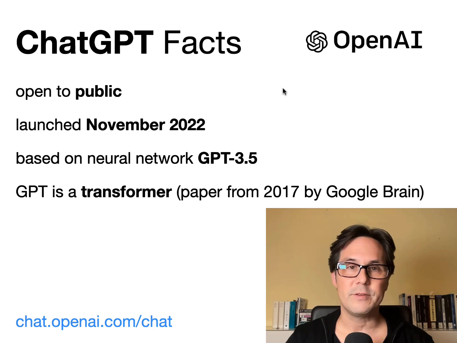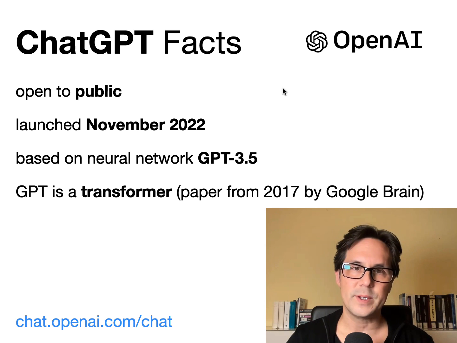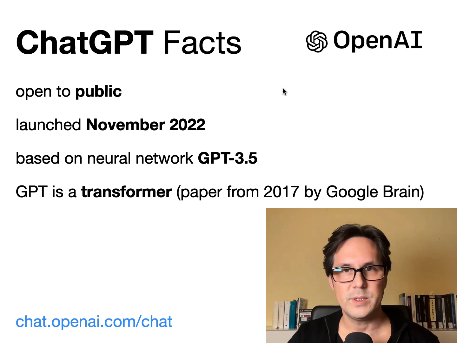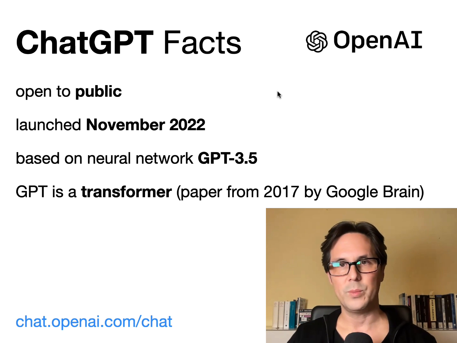And GPT itself is a so-called transformer network, which is based on a paper released in 2017 by the Google Brain team. If you want to try out ChatGPT, you have to register under the URL in blue here, and ChatGPT was created by OpenAI.